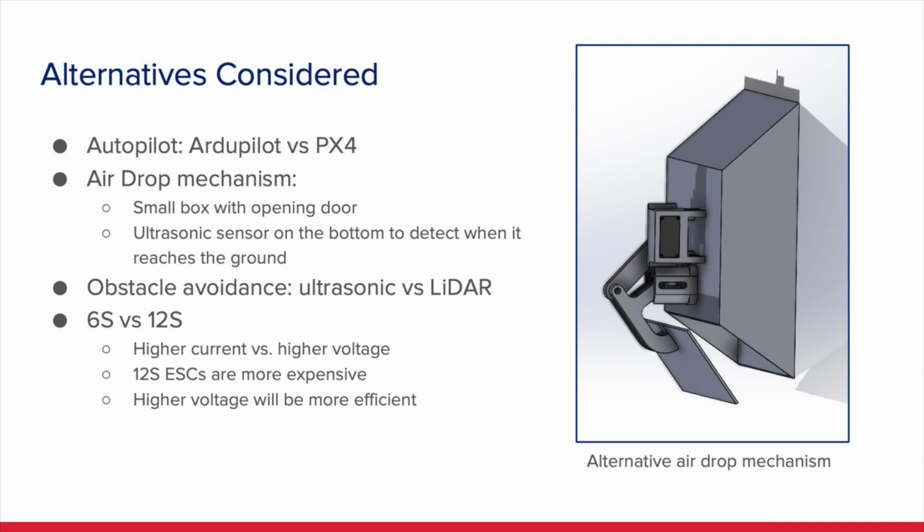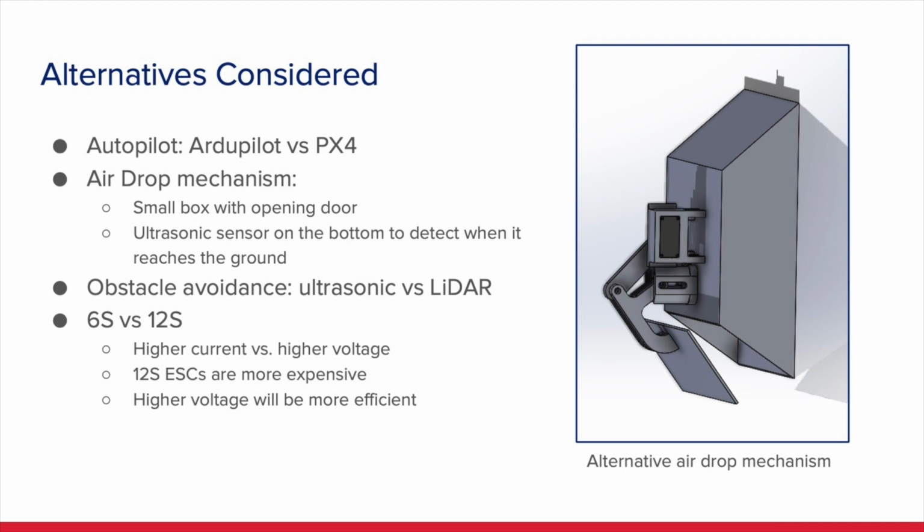In terms of the airdrop mechanism, one of the airdrop mechanisms we considered was a small box with a door on it that would open and release the water bottle once it had reached the ground. However, this added quite a bit more load to the drone and required a second battery and controller attached to the case. On top of that, we also had the ultrasonic sensor on the bottom to detect when it reaches the ground to release it, but the ultrasonic sensors are not very accurate in their measurements, and if the case did not land flat on the ground, the ultrasonic sensor would not read proper values in order for the water bottle to drop.